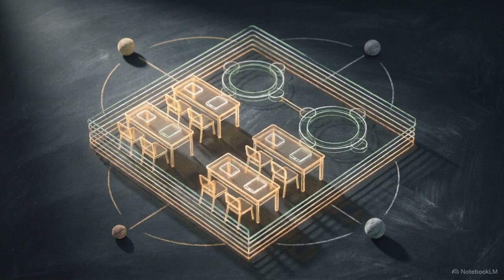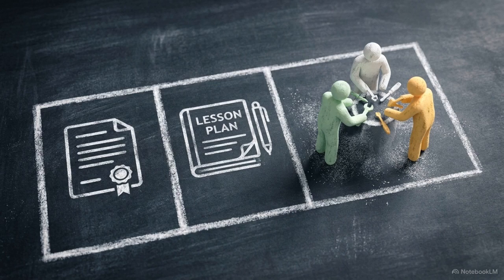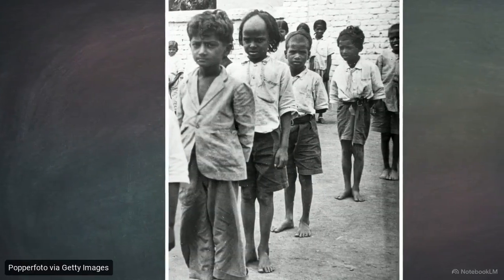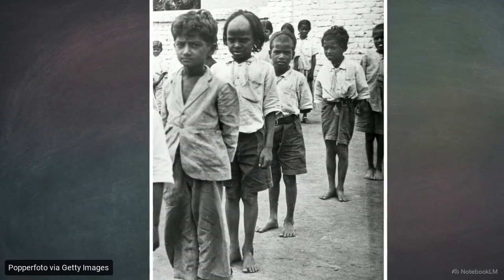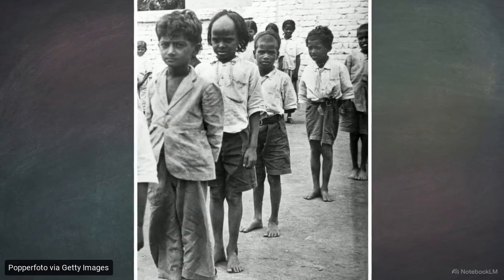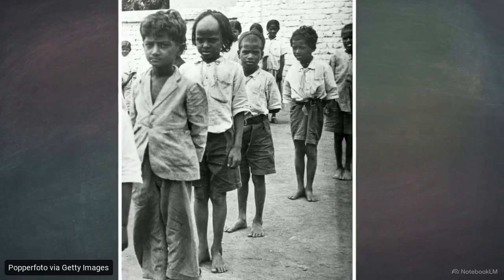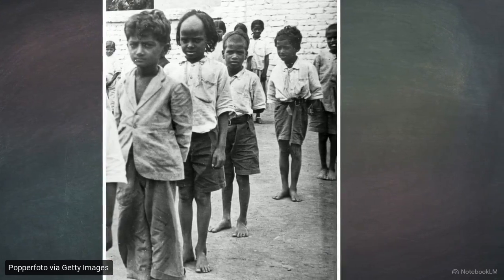True inclusion is a departure from passive seating arrangements. It is an active, multidimensional engineering process. Achieving this state requires replacing legacy systems with specific legal, pedagogical, and social frameworks. Before India's independence, education for children with disabilities operated on a segregated, charity-based model, driven primarily by non-governmental organizations.